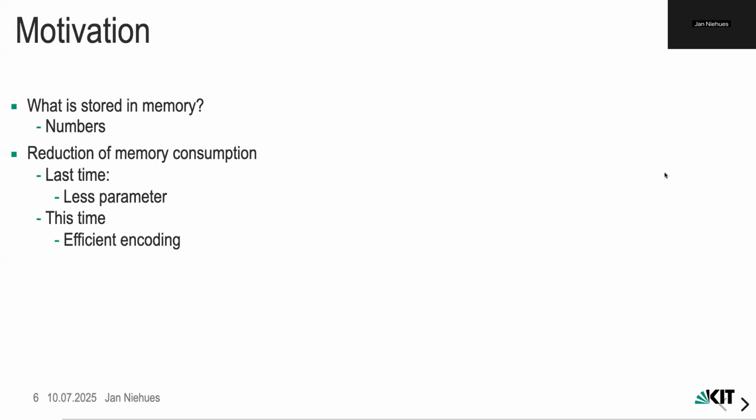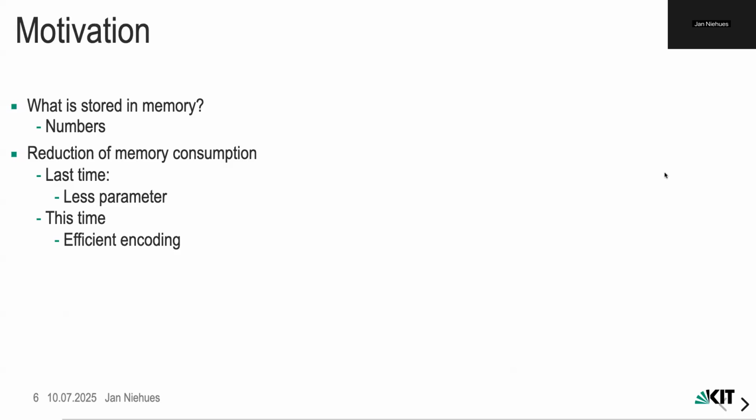Because if we want to reduce the memory, of course, one idea is to use fewer numbers, which means typically fewer parameters. If you have fewer parameters, you not only have fewer parameters, you also have fewer activations, fewer gradients to store, and so on. So by that, you can make the model smaller, and that's what we looked into last time. We can make the model smaller by having fewer parameters, and then we can maybe fit larger models.